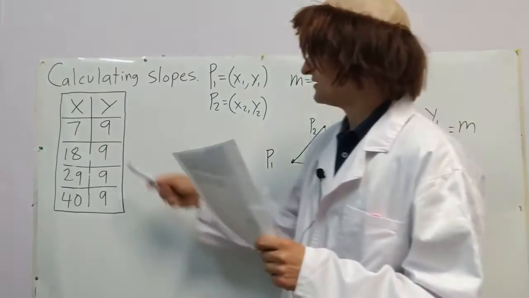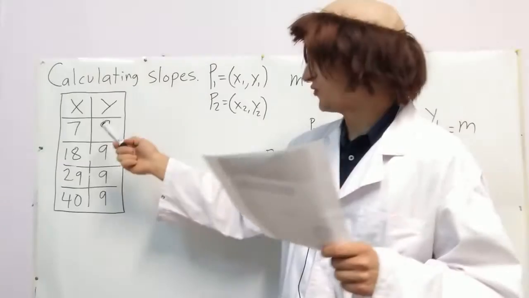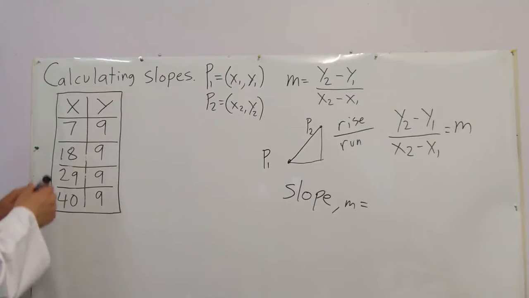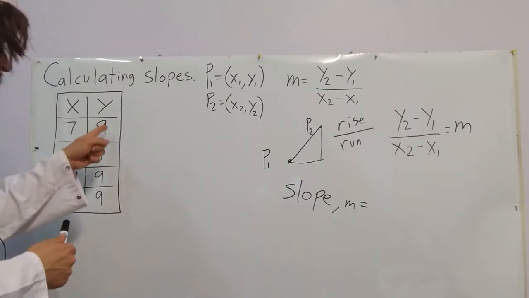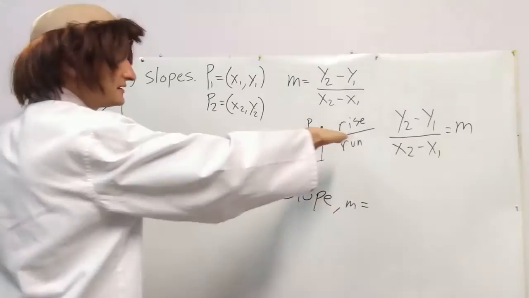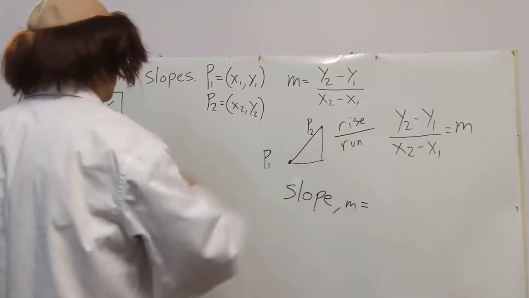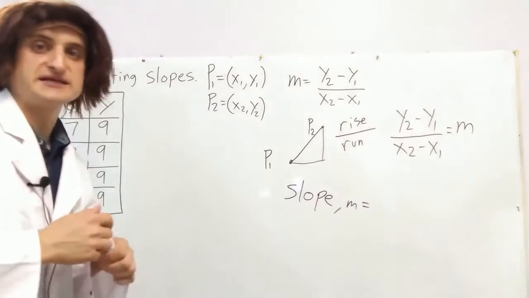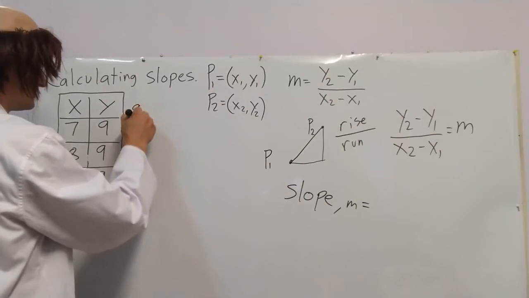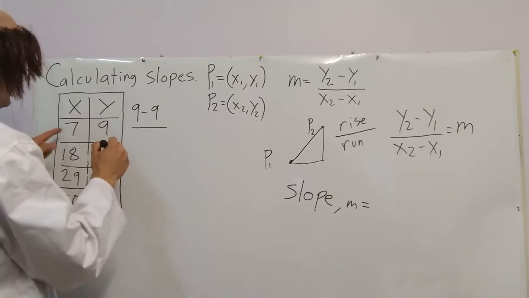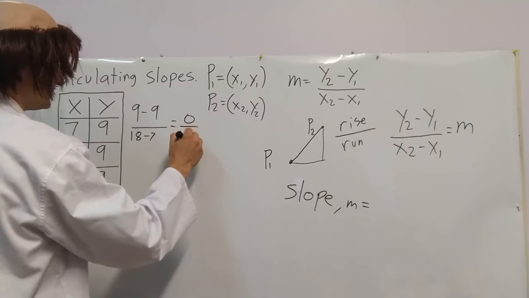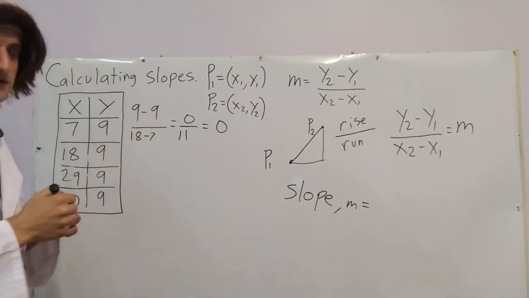Question 1D. Here are your x's, here are the y's. Find the slope. Now what we can see is that all of the y's are 9. That means that it's going to be a straight line that's horizontal. That means our slope will be 0, but we have to show our work. 9 minus 9 divided by 18 minus 7 equals 0 divided by 11 equals 0.